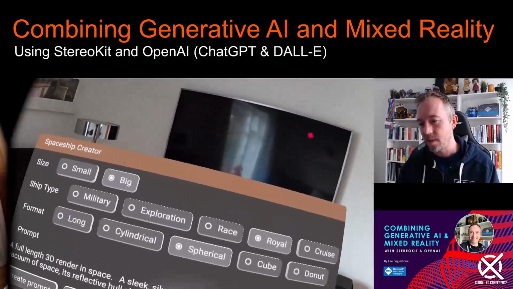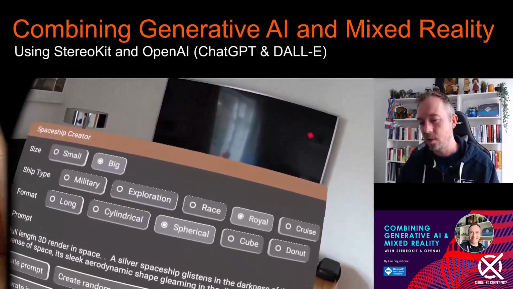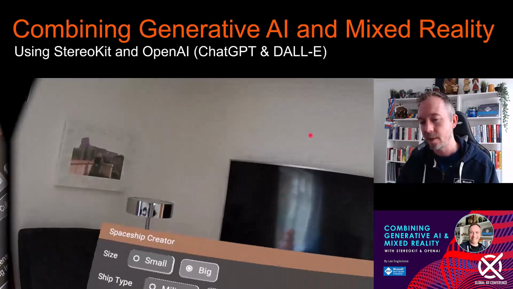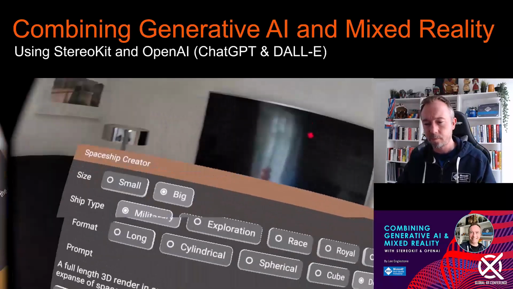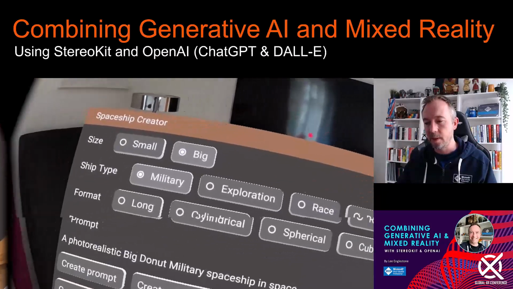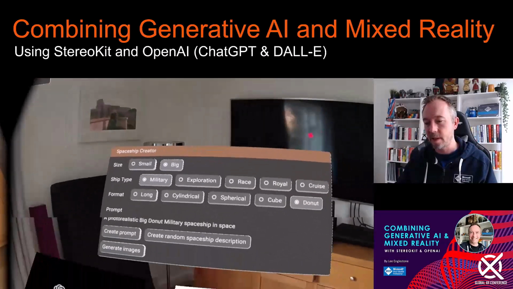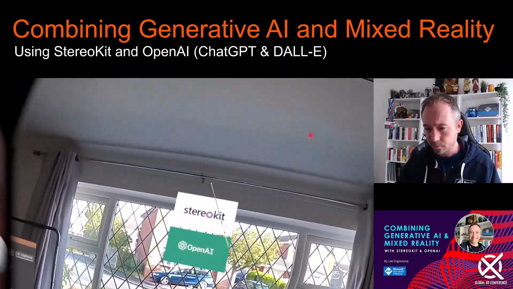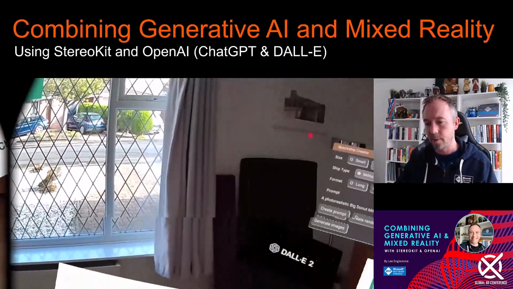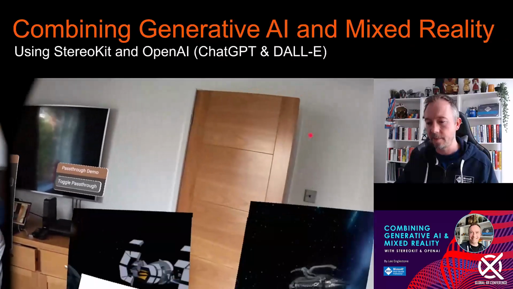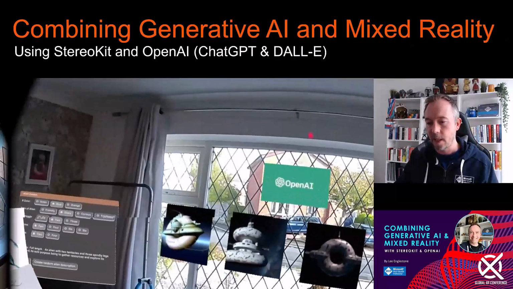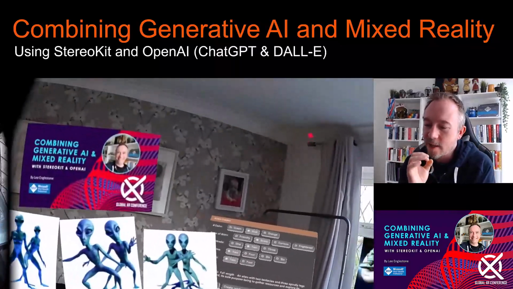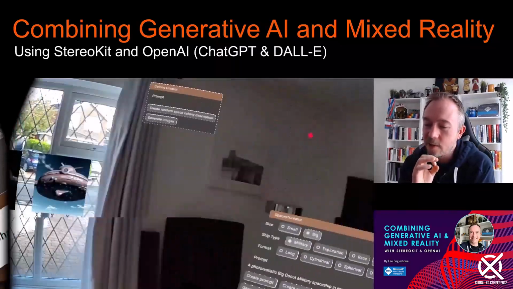So this time I'm saying, create me a donut shaped spaceship, a big royal donut shaped spaceship. I don't know why I went for donut. So that's the prompt that's going to be sent over to DALL-E. I click the button, that goes off and creates them, and puts them in this StereoKit environment. Here we go.